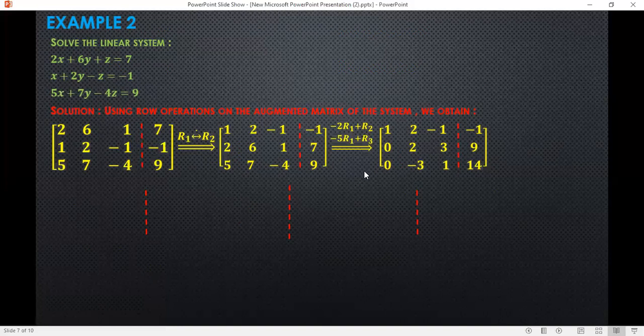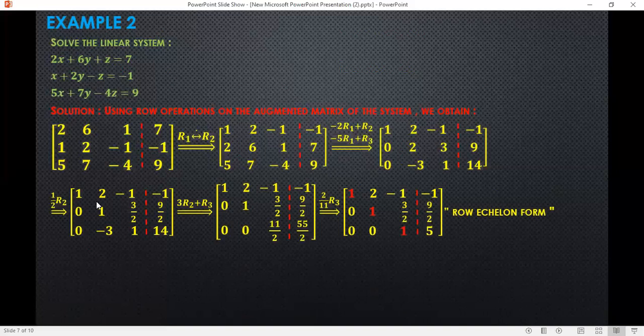And also you can use the same technique with the third row and get 0, negative 3, 1, and 14. After that, I want to make the 2 a 1. So I'm going to divide the second row by 2, R2. Then here we get the first row still the same, the last row still the same, and the middle row divided by 2. Then we get 0, 1, 3 over 2, and 9 over 2, as you see here.